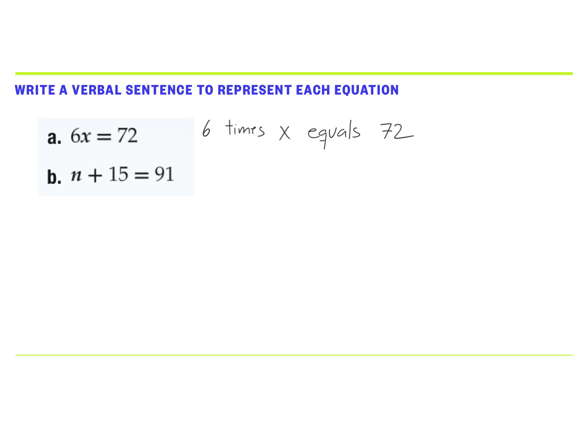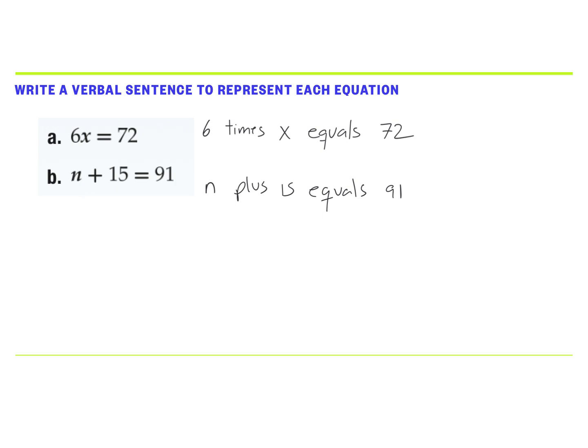The second one, I'm going to write again, just the first one that came to mind. n plus 15 equals 91. You could also say the sum of n and 15 equals 91. n increased by 15 equals 91. The total of n and 15 equals 91.